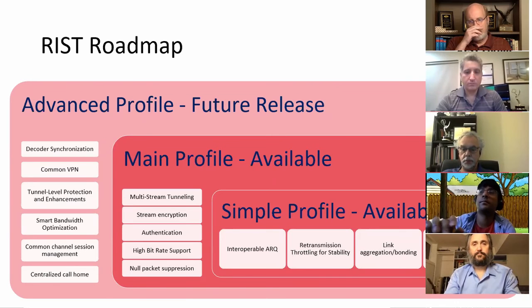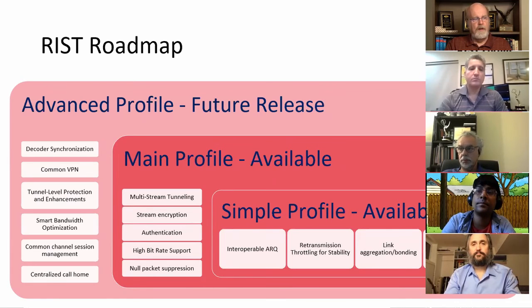I was just going to say that what Adi was just talking about was a good segue into the RIST roadmap here. As we move from simple profile, we've talked about that a lot, to main profile, and again, both of those specs are available on the VSF.TV website. And then the advanced profile, even better tunneling, some common VPN applications. And one of the things that I'm really excited about is decoder synchronization. So I could have multiple decoders at different places around the globe, literally, that are displaying their video content in a synchronized manner. So anyhow, Kieran, if you wanted to ask one more question, that's fine.